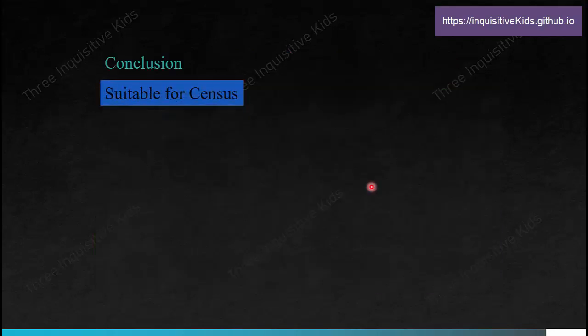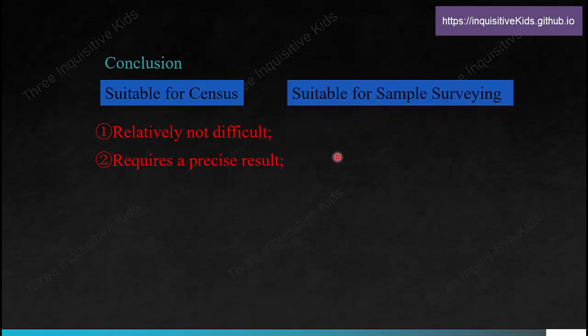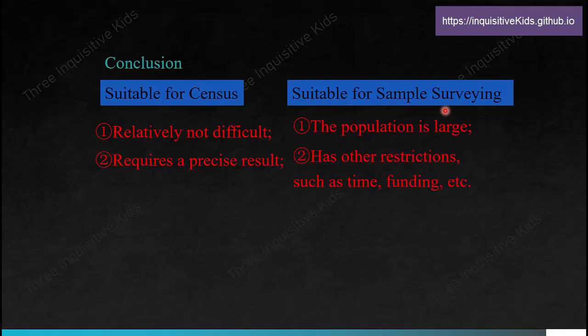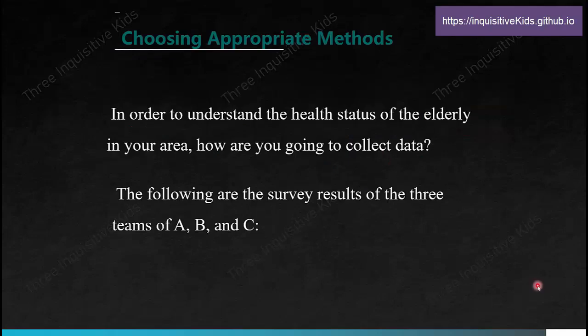So here's a conclusion. These are the circumstances that would be suitable for census conditions. So relatively not difficult, requires a precise result, and these are the ones suitable for sample surveying. So the population is large and has other restrictions such as time, funding, etc. Choosing appropriate methods.